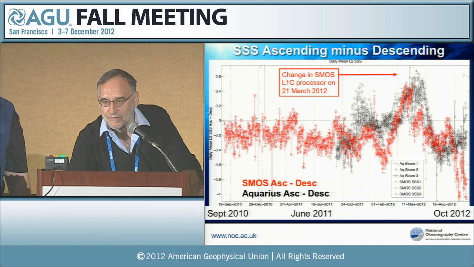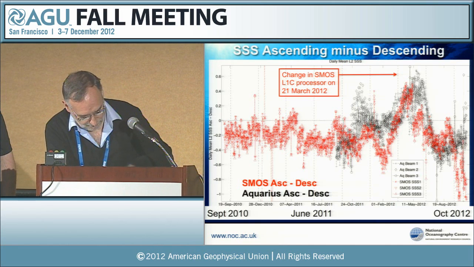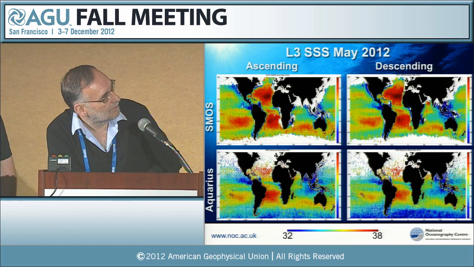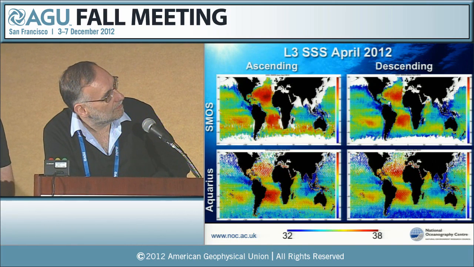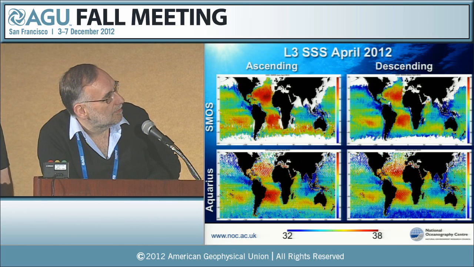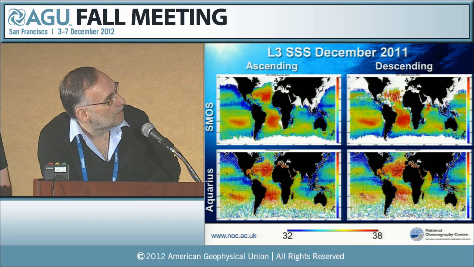One last question, Gary? Yeah, Merritt, if you back up, you had some maps where you compared Aquarius and SMOS after these ones here. I don't understand why you have so many data dropouts in the northern hemisphere in these maps, because you say you use much more liberal filtering in terms of accepting what data goes into your objective analysis.